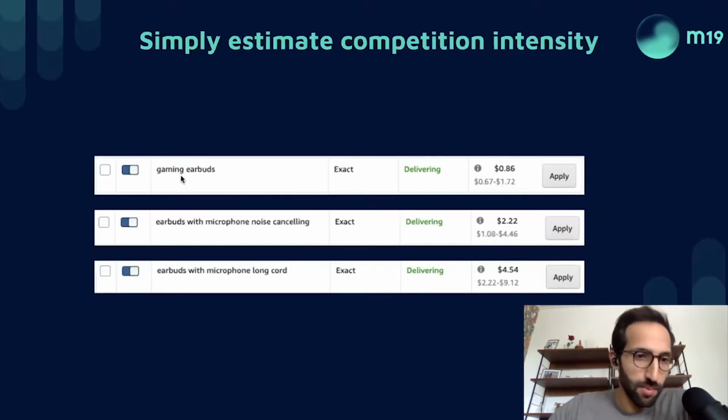I took this example on gaming earbuds. Here are three variations of keywords containing earbuds, and we can see that gaming earbuds had a suggestion between 60 cents and 1.70 dollars. Earbuds with microphone noise cancelling has a suggested bid which is higher, and the highest in the examples I have is earbuds with microphone long cord.